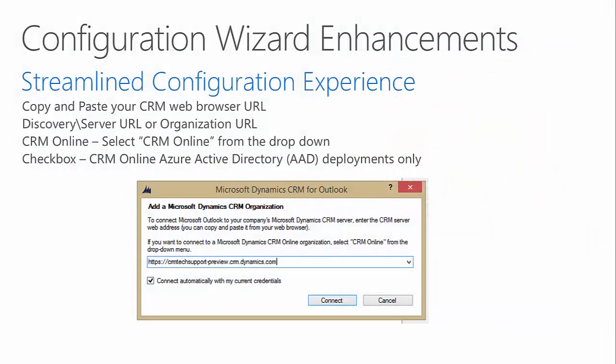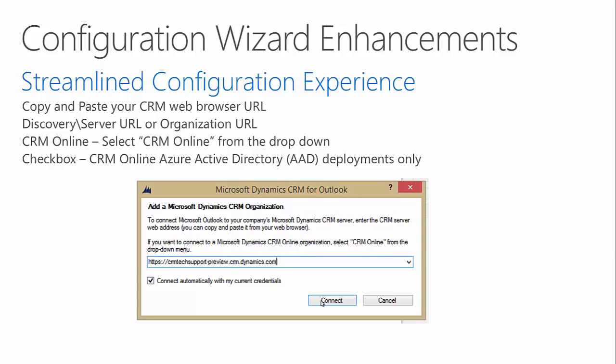And so what we did to help streamline this configuration experience is we added the ability to copy and paste your CRM web browser URL right from Internet Explorer, whichever browser you're using, into this configuration wizard. There's a screenshot at the bottom here that shows what this looks like. So you just paste this in here and click connect. The organization will automatically be configured for you in your Outlook client.